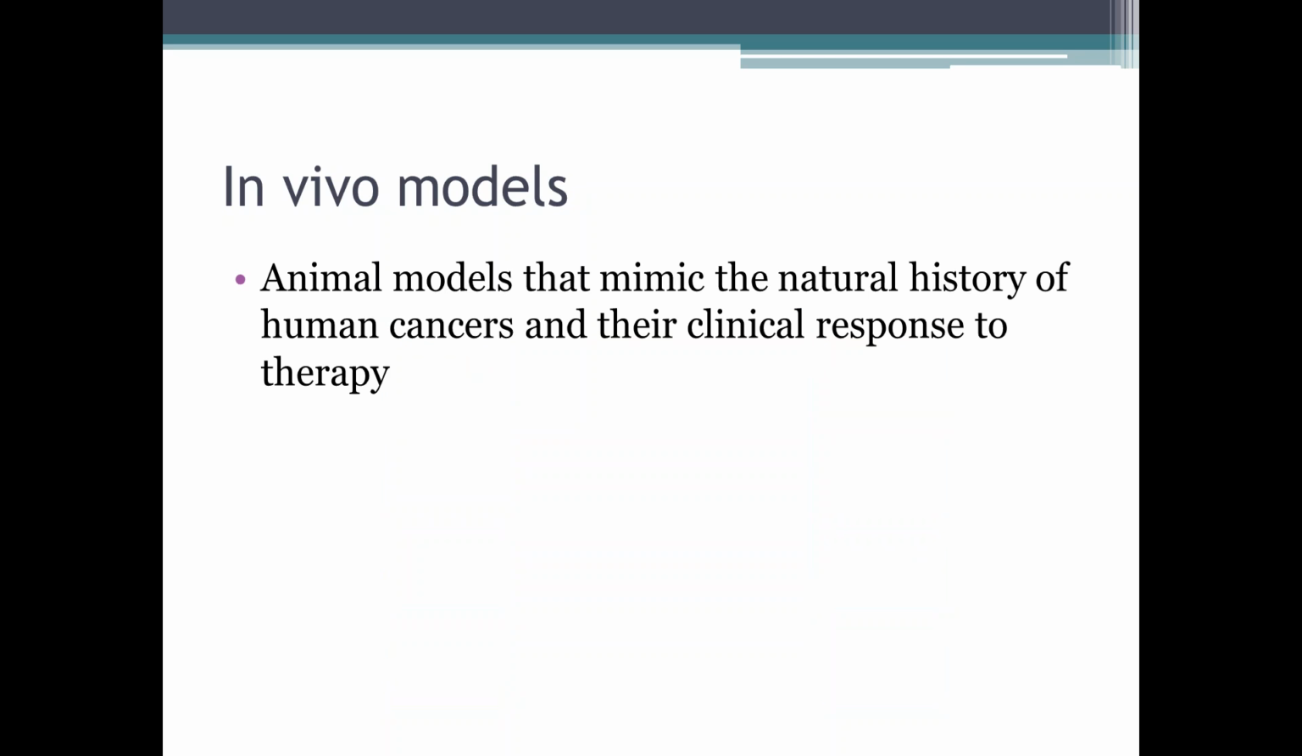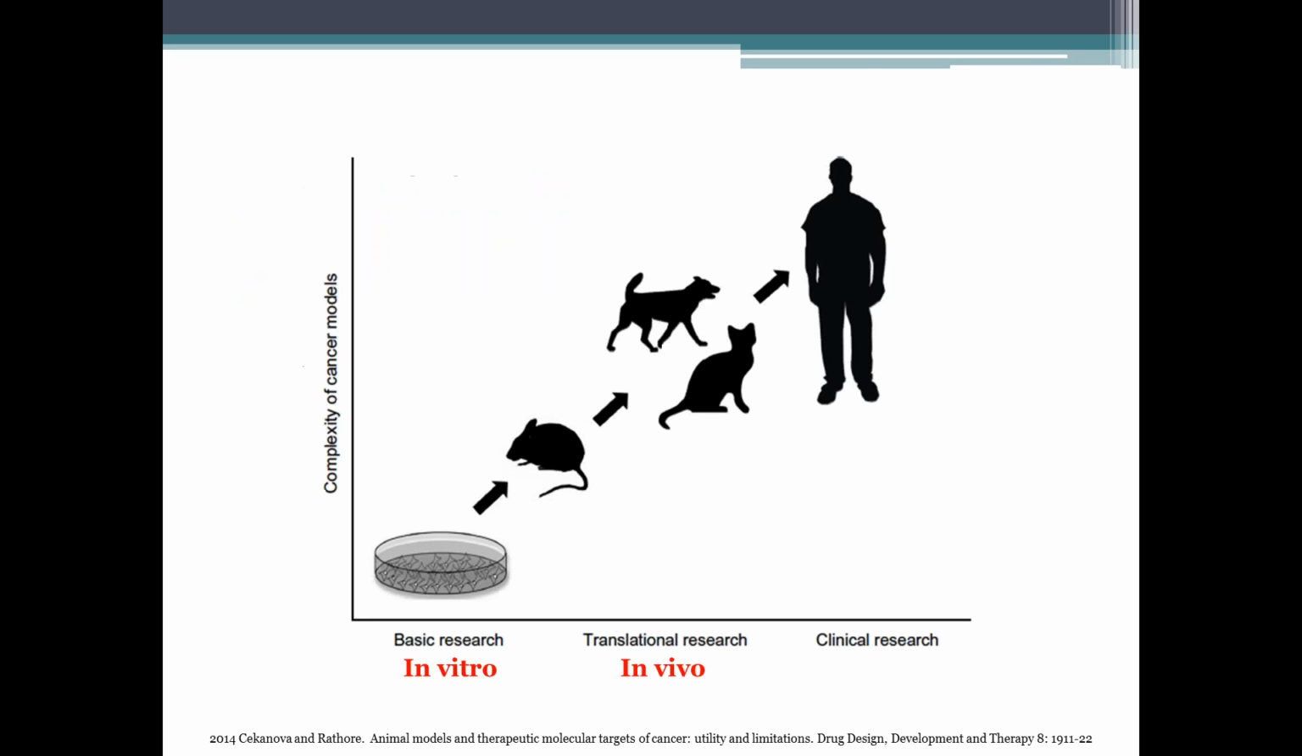The other type of cancer model is an in vivo model, and these are animal models which mimic the natural history of human cancers, and as a result also mimic their clinical response to therapy. And they do this because they have mutations in them that are also found in humans with the same disease. And we'll talk about that a little bit more.